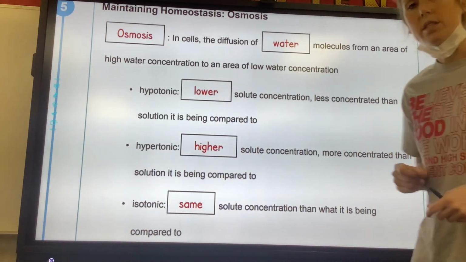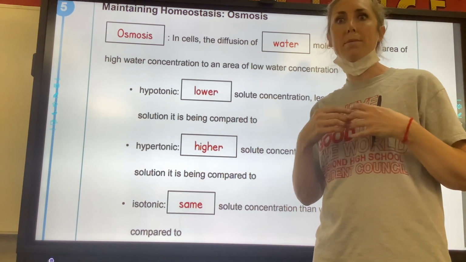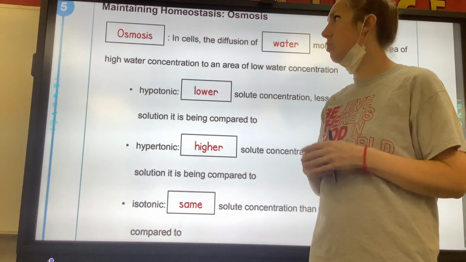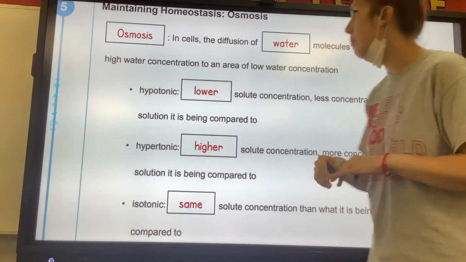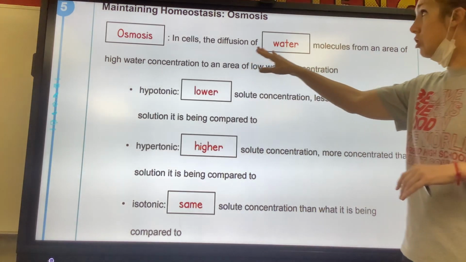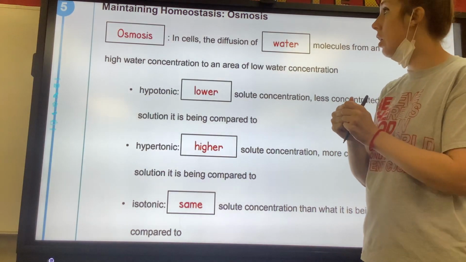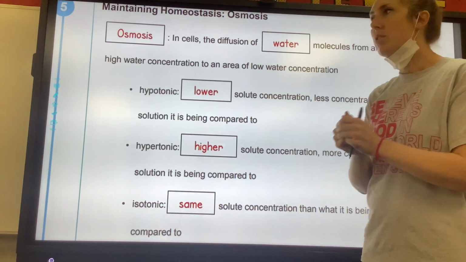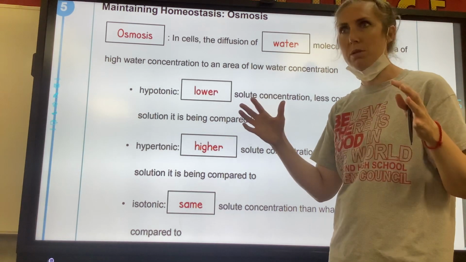Okay, osmosis. This is a special vocab word that talks about what happens to water when it spaces out. When water diffuses, that special vocab word is osmosis. Think of Osmosis Jones from the movie, okay? In cells, the diffusion of water from an area of high water concentration to low water. So basically, I always say water goes to the party. Okay, water always shows up to the party.